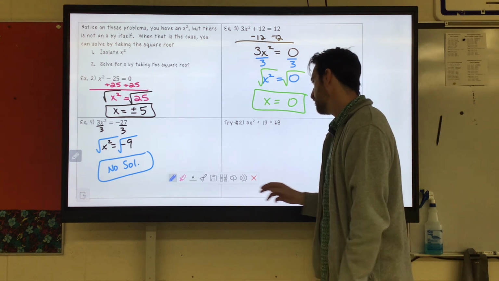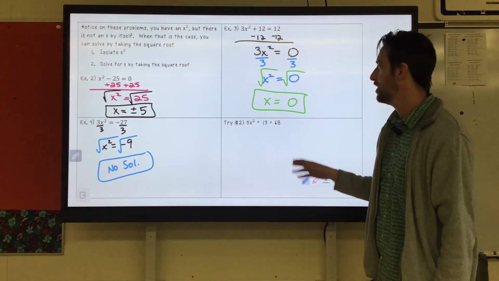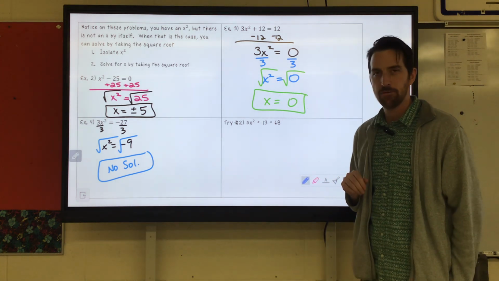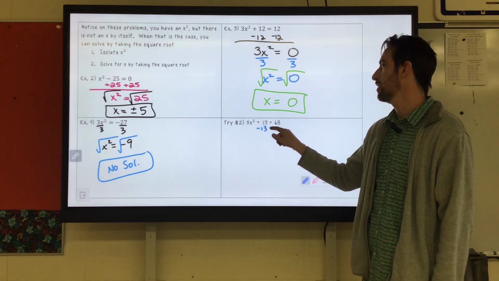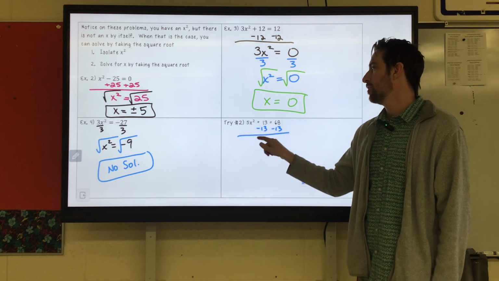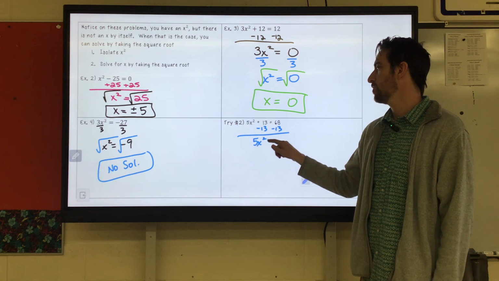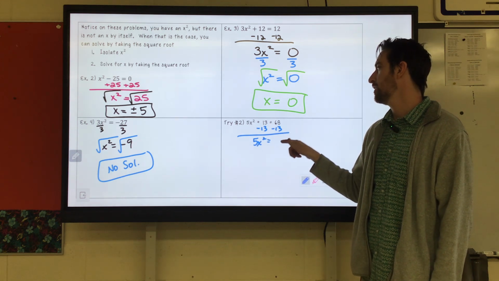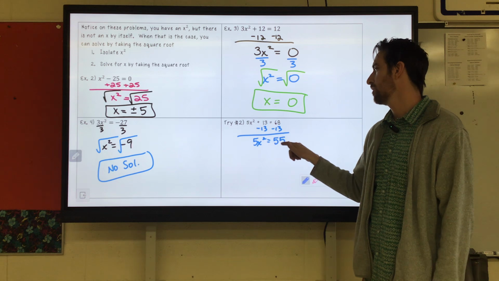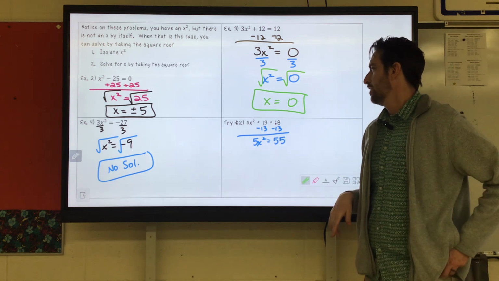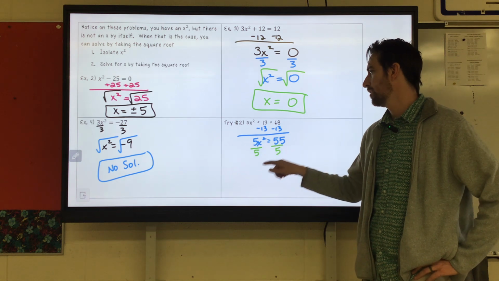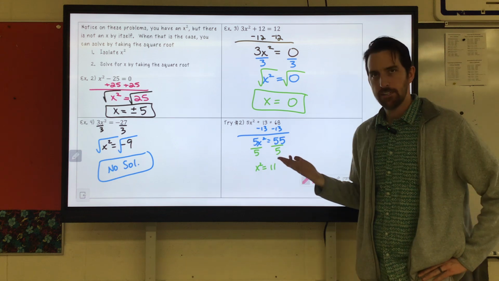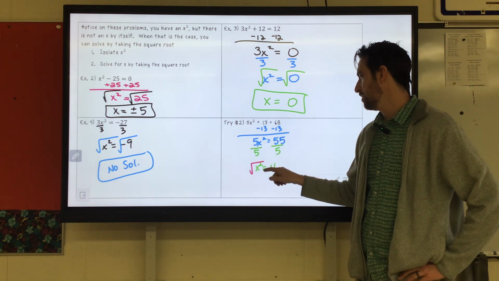So here's one for you to try, but we're going to just go over this together. 5x squared plus 13 equals 68. We'd obviously get rid of the 13 first. We'll subtract it. 5x squared equals 68 minus 13 is 55. All right. Then we could divide by 5. X squared equals 11. And then here's where you would square root both sides.